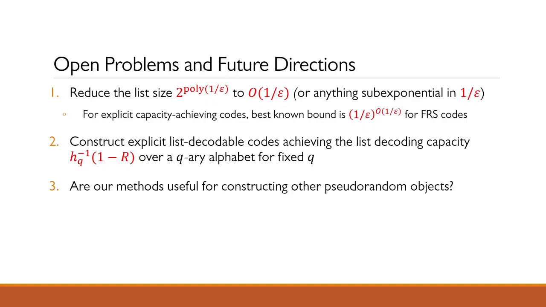And finally, we wonder if our methods, in particular the notion of BTT subspaces and BTT evasive subspaces, could find applications to other problems in pseudorandomness. One example is that the list decoding technique has been used in constructing lossless dimension expanders. So we wonder if our ideas can also be useful in the study of this problem or related problems.